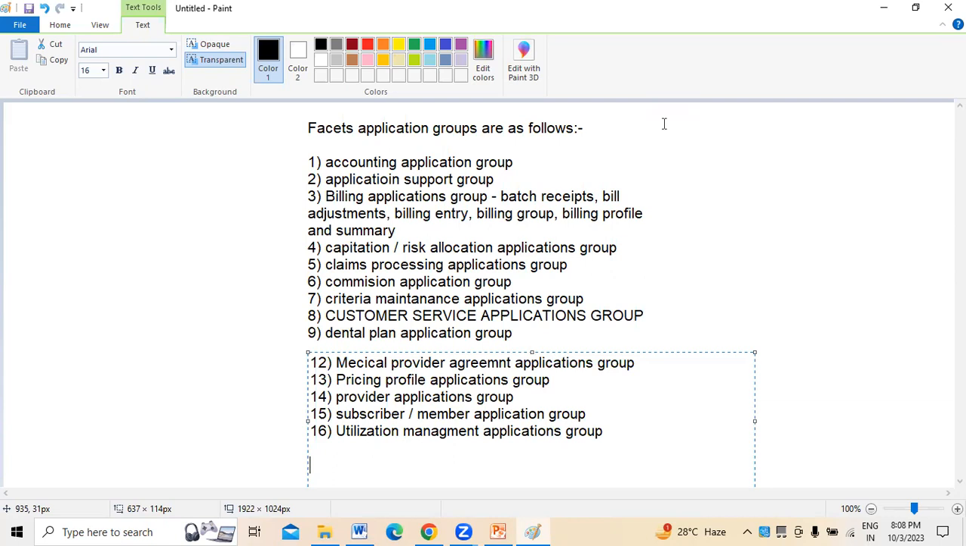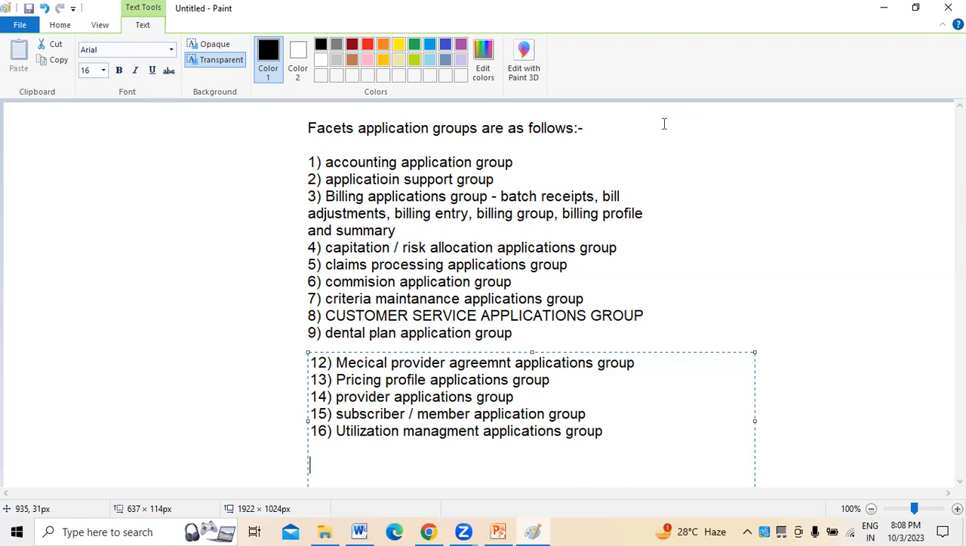Next one, the pricing profile. This pricing profile majorly focuses on the conversion factor profiles, whatever the dental conversion as well as the medical conversions we have. At the same time, we need to mention the fee schedule profiles and the room type profiles. All these things come under the pricing profile applications group.